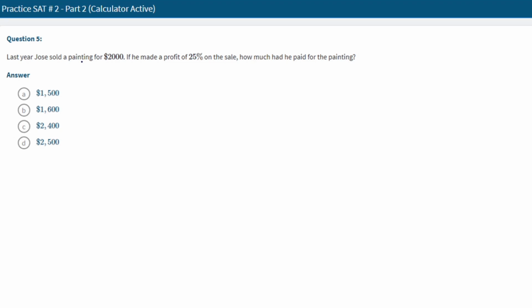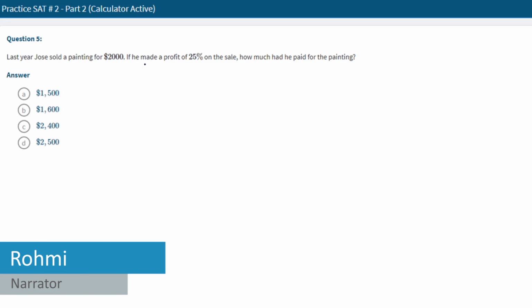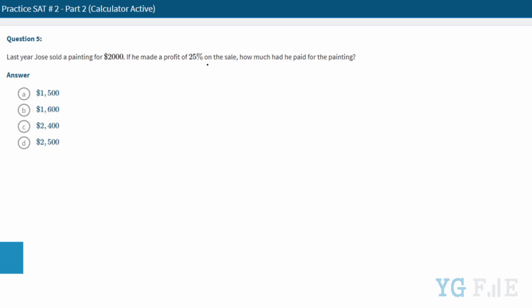Jose sold a painting for $2,000. If he made a profit of 25% on the sale, how much had he paid for the painting? So here we are asked to find the cost price of the painting, and the $2,000 here is the selling price of the painting, which means it is the sum of the cost price and the profit.